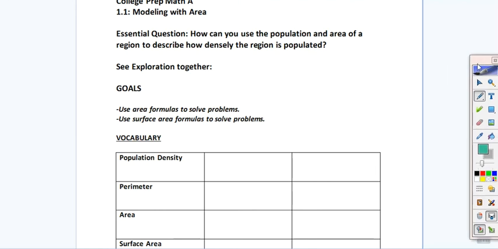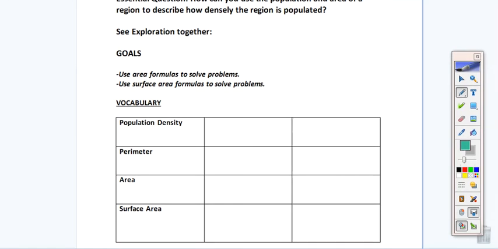So what I want to talk about today here, kids, is this. The exploration right there was about Lake County, all right? How do you find the population density in Lake County? If you wrote it down, great. Goals right here. How about a volunteer to read our two goals?